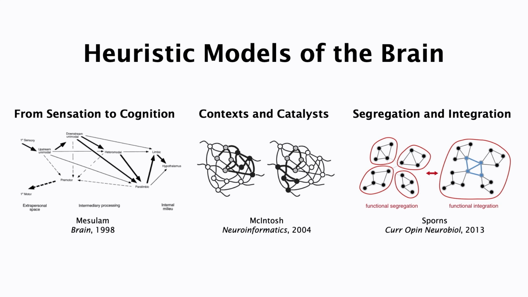And then another really lovely heuristic model of the brain that I really love comes from Olaf Sporns, where he was thinking about these different kinds of extremes of organization of a network.